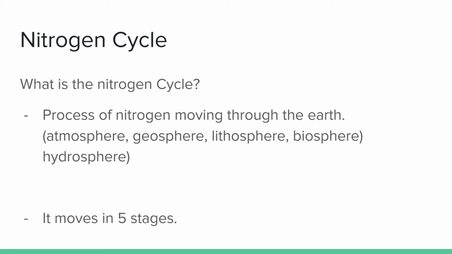Alright, so today we'll be talking about the nitrogen cycle. What is the nitrogen cycle? It is the process of nitrogen moving through the earth. The three main spheres that revolve around the nitrogen cycle are atmosphere, geosphere, and biosphere. And the nitrogen moves in 5 stages between the 3 spheres.